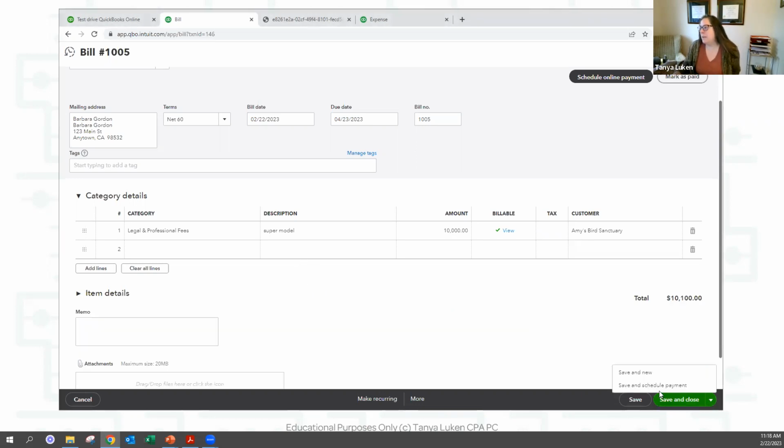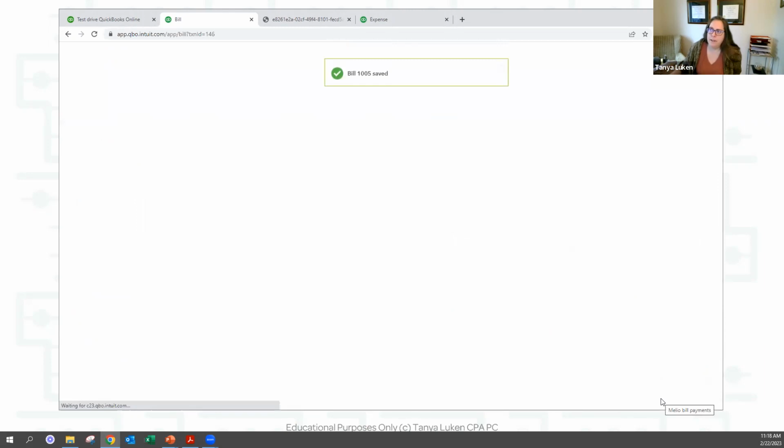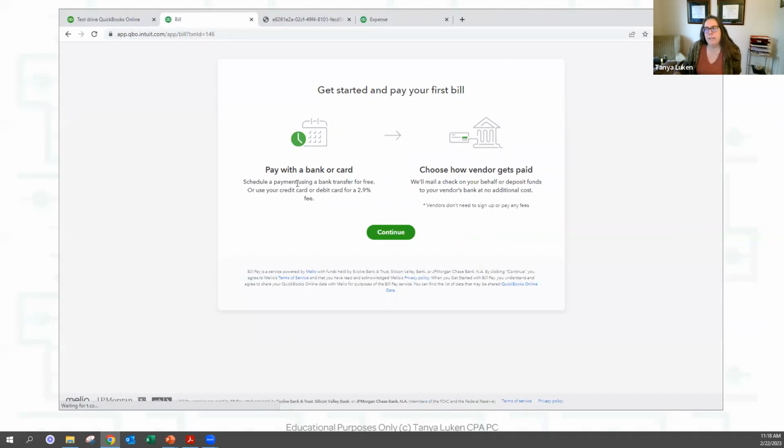Okay. I'm going to try this because it says save and schedule payment. So the whole point of entering a bill is that you're not going to pay it right away. But I wanted to show you this. This is Melio. So we'll see. I've never done the demo with it. So we're just going to kind of wing it and see what happens here.